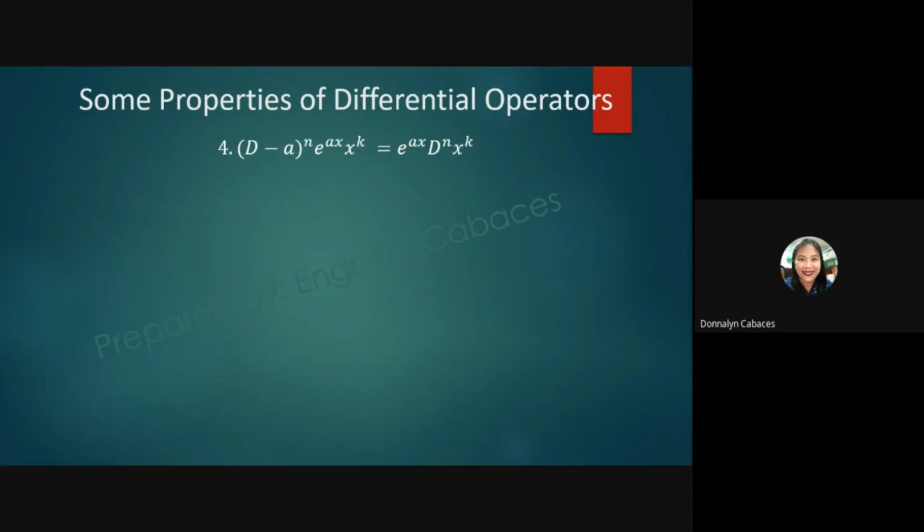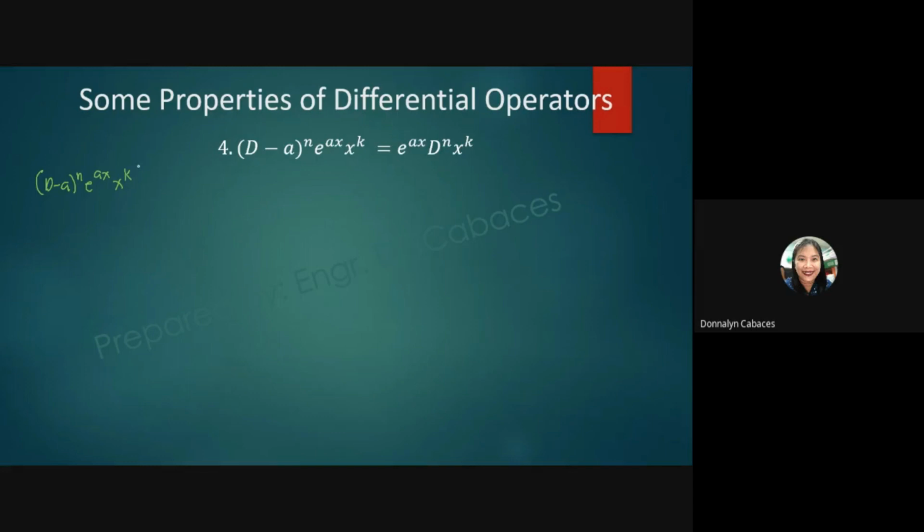Okay, then we have here the next slide, the fourth property of the differential operator. So (D minus a) to the n, e to the ax, x to the k. So this is also a very important property for you to lessen the length of the time that you consume for the solution. This is actually applying our exponential shift. So let us have this (D minus a) to the n, e to the ax, x to the k.